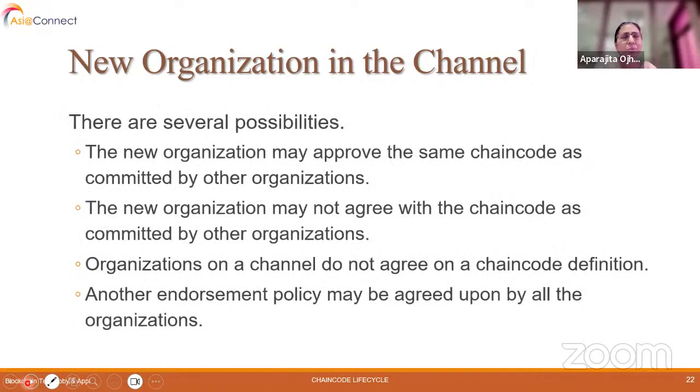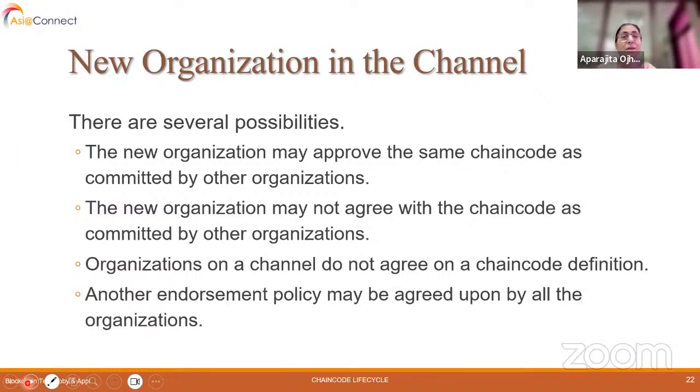So there can be different possibilities. Number 1, the new organization may approve the same chain code as committed by other organizations, right? So for example, if it is the matter of a car design, then the new organization and car company are important. The battery manufacturer may not be taken into the loop, or the battery manufacturer also thinks that I should be taken into the loop. Then the endorsement policy may say 3 of 3. Right, so the new organization may approve the same chain code as committed by other organizations.